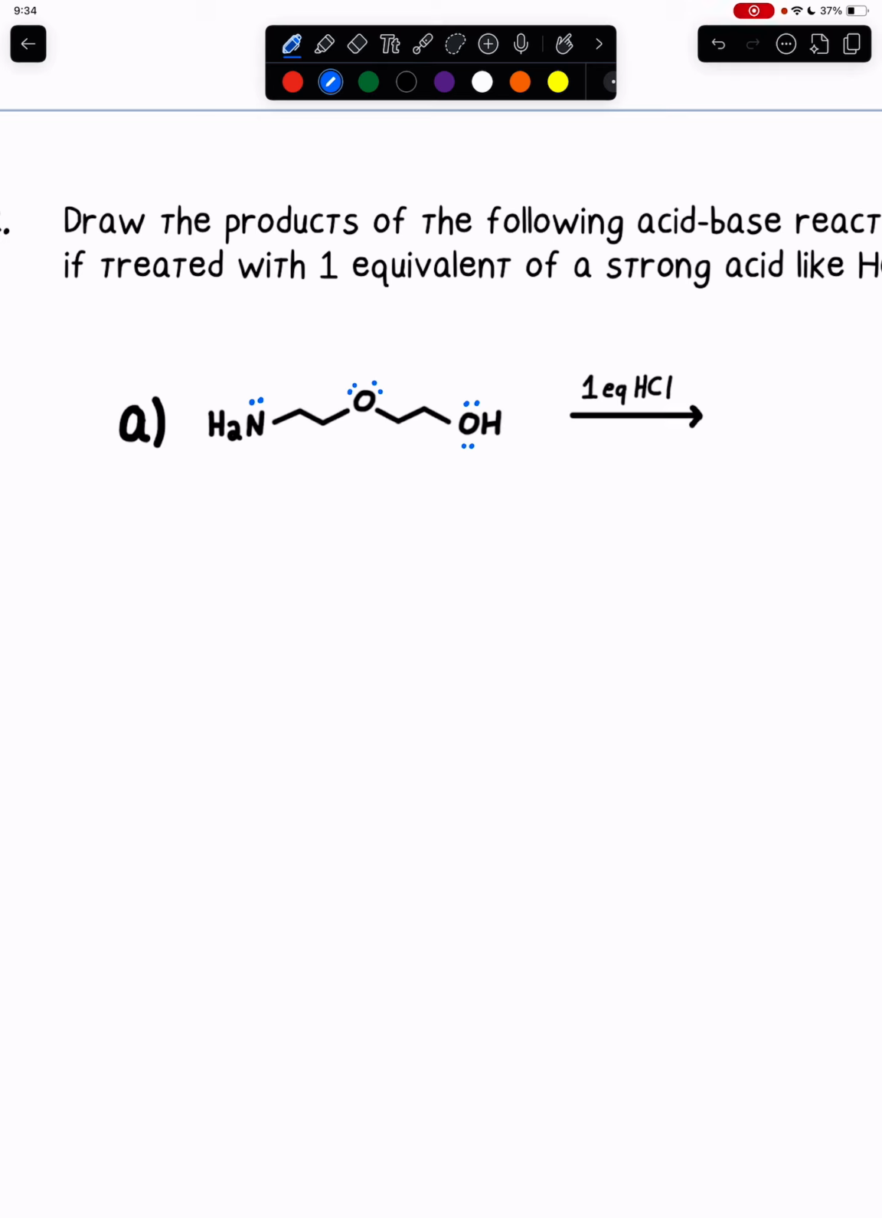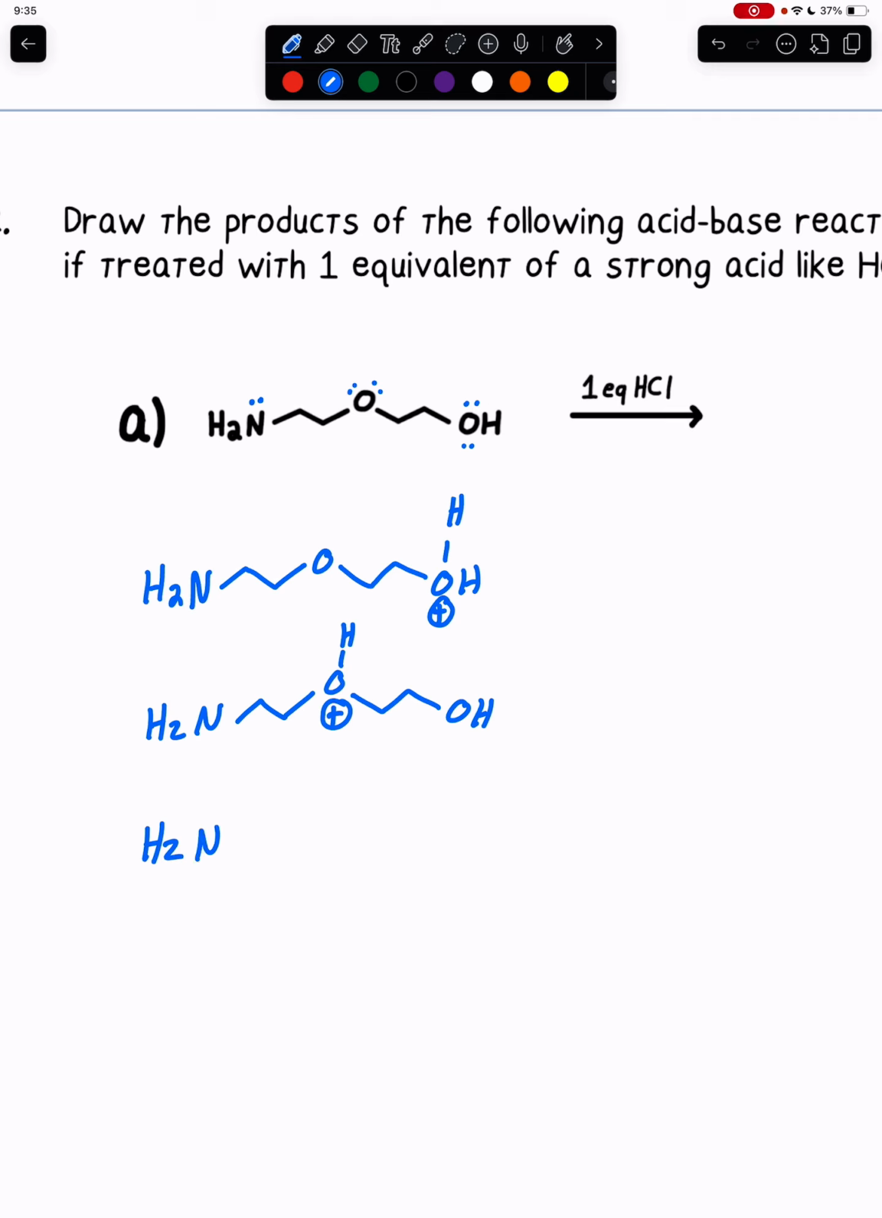So there's 3 possibilities here, and I'm going to draw all 3 of them out. I'm going to draw each one picking up a proton. Here we'll say that this oxygen on the right picks up a proton, and when it does, it ends up with positive charge. Then we're going to say that this oxygen in the middle picks up the proton, and it ends up with positive charge. And then this nitrogen picks up the proton, and it ends up with positive charge.